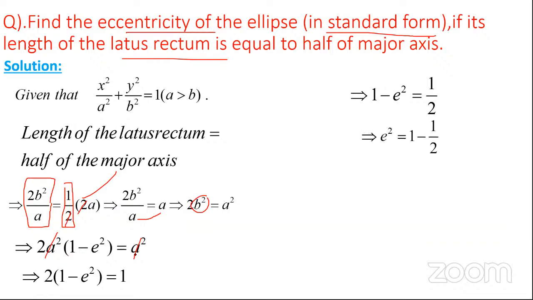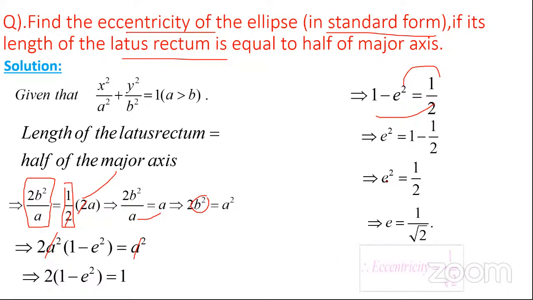Now solve this. Taking e square to the right side and reversing, e square equal to 1 minus 1 by 2. 1 minus 1 by 2 is nothing but 1 by 2. That is, e square equal to 1 by 2. What we have to find is the eccentricity, the e value. That is e equal to 1 by root 2. Eccentricity is 1 by root 2.